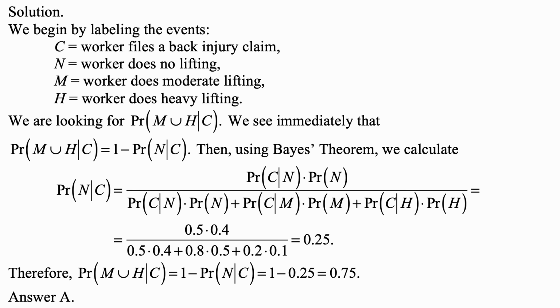And that's equal to, all of these numbers are now given in the problem. So this is equal to 0.05 times 0.4 over 0.05 times 0.4 plus 0.08 times 0.5 plus 0.2 times 0.1. And that's equal to 0.25. And then the probability of M union H given C is 1 minus the probability of N given C, so it's 1 minus 0.25, which is 0.75, and that's answer A.